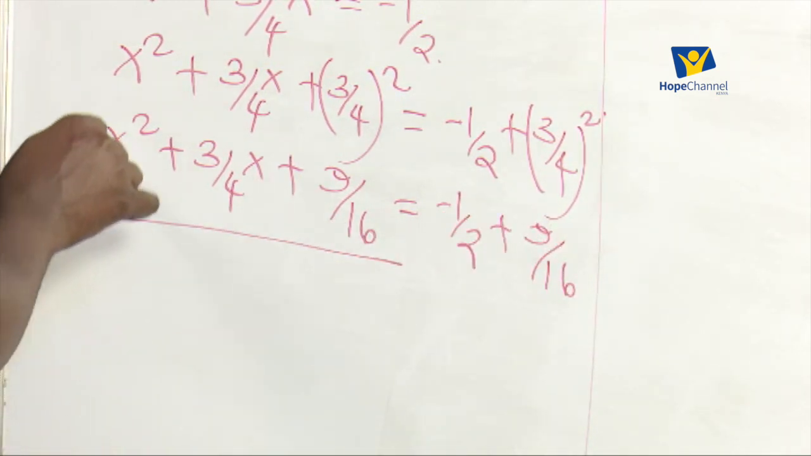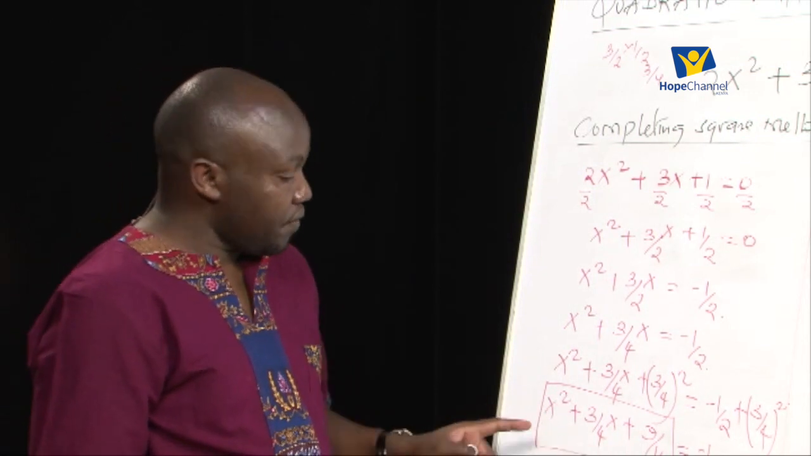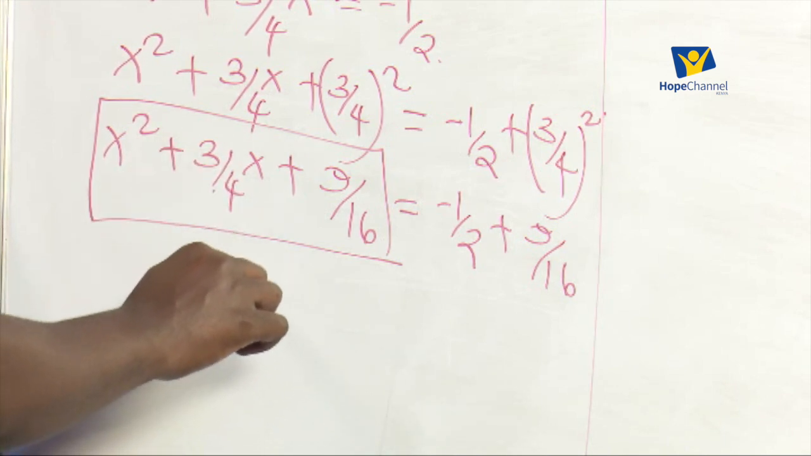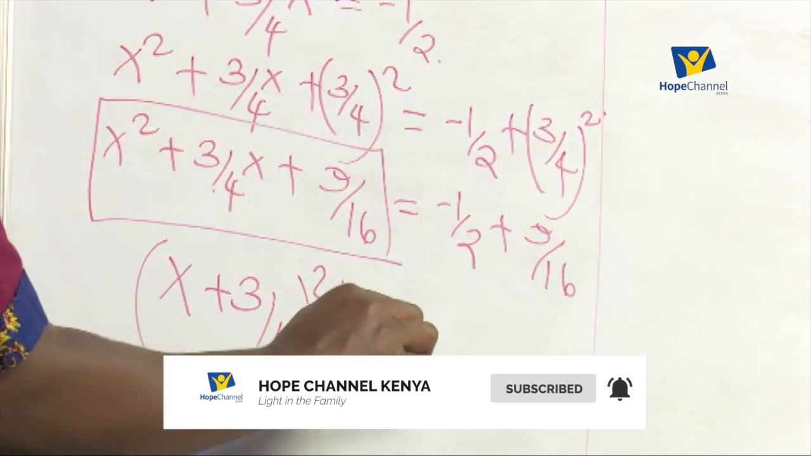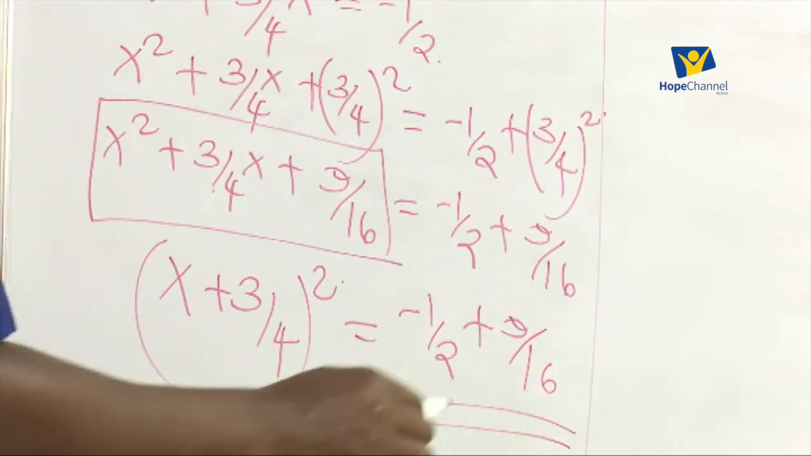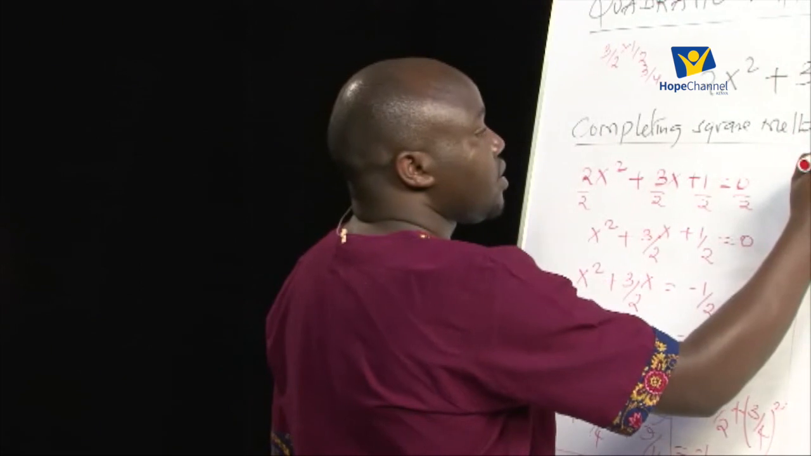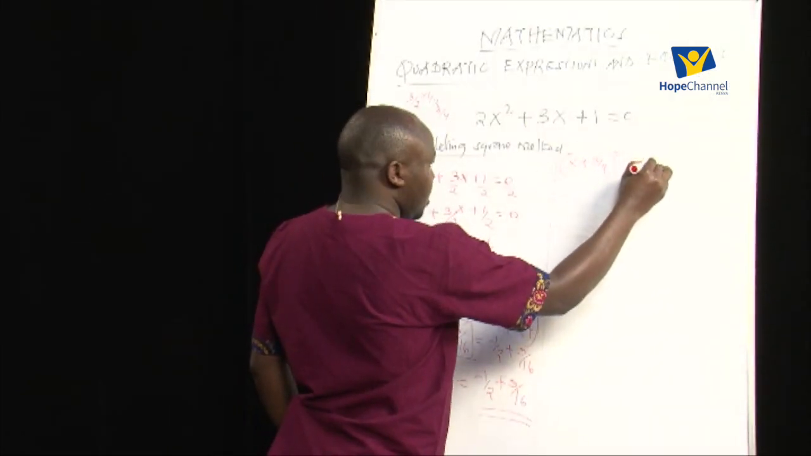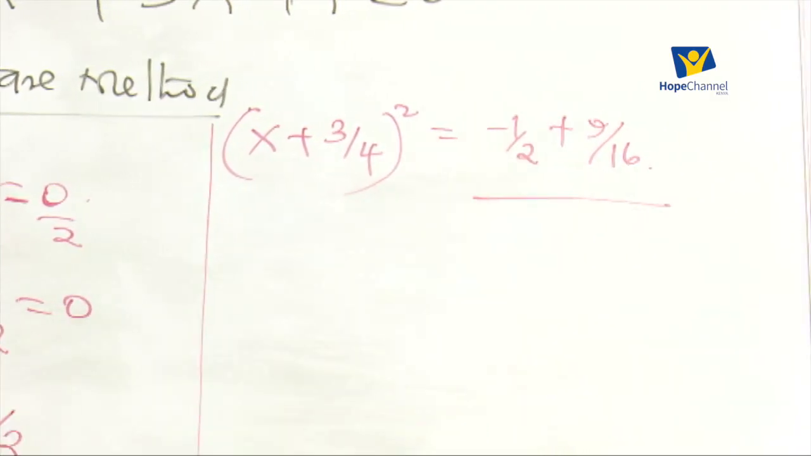At this point in time, we realize that this is a perfect square. Therefore, for a perfect square, now take the first term, which is x, and the second term, which is plus 3 over 4, then you square it. This will give us negative a half plus 9 over 16. Now at this point, we have fractions. We can solve them using LCM. Now x plus 3 over 4 squared is equal to negative a half plus 9 over 16. What is the LCM on the right hand side?